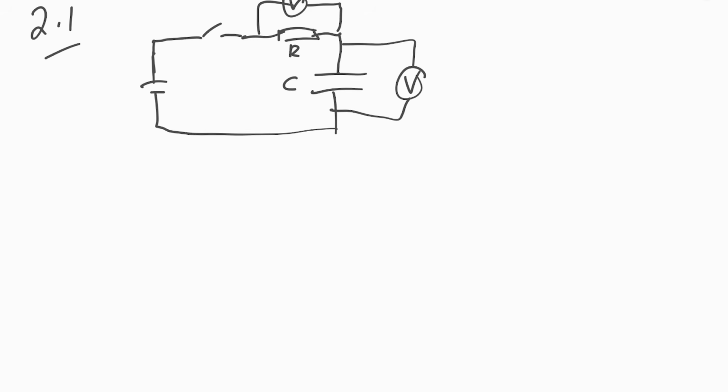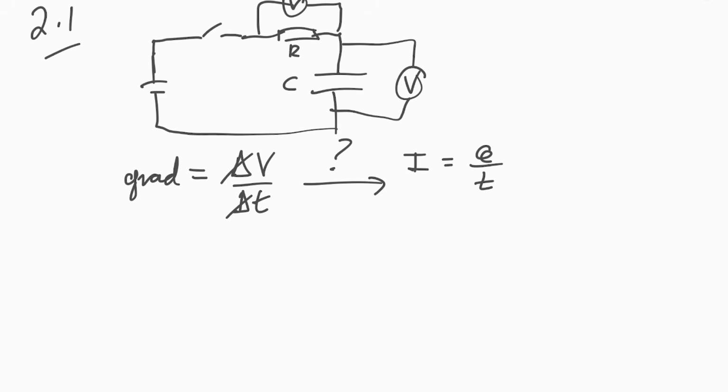Explain how the gradient of the graph can be used to determine the initial current I0. Okay, easy peasy. Let's have a look at what the gradient actually is first of all. The gradient is going to be change in voltage over change in time. Don't worry about the deltas too much. And what do we know current to be? Current is equal to charge divided by time. So how do we get from here to here? We have V divided by time, Q divided by time.